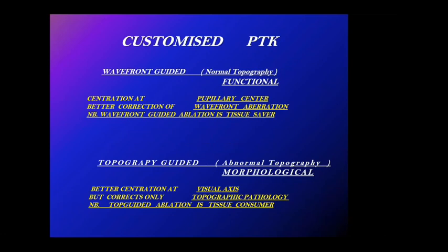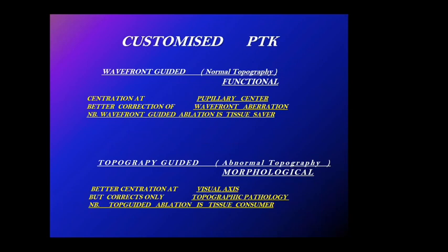Wavefront takes the whole problem, the whole wavefront of the eye. So it goes through the pupil, so it is limited to the pupil center, and it corrects the wavefront aberration. Yet it is a tissue saver. It is excellent. It doesn't eat too much tissue.